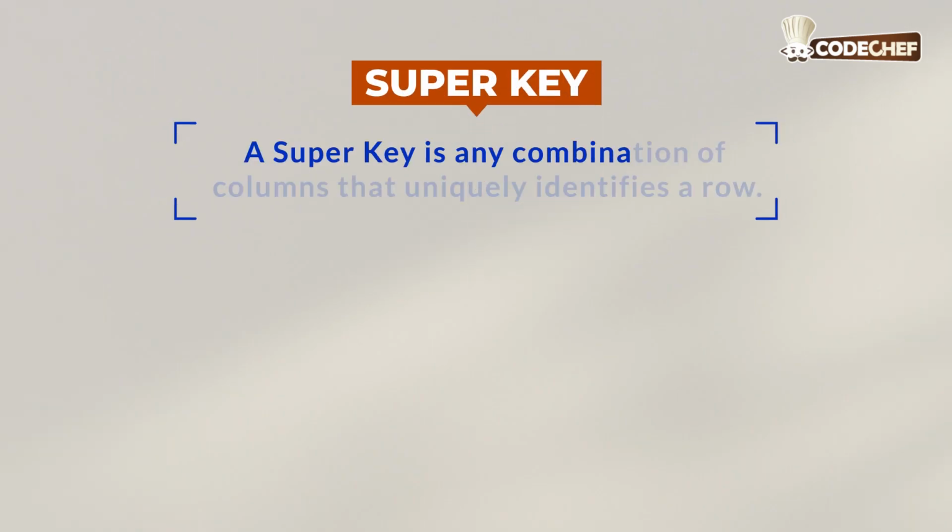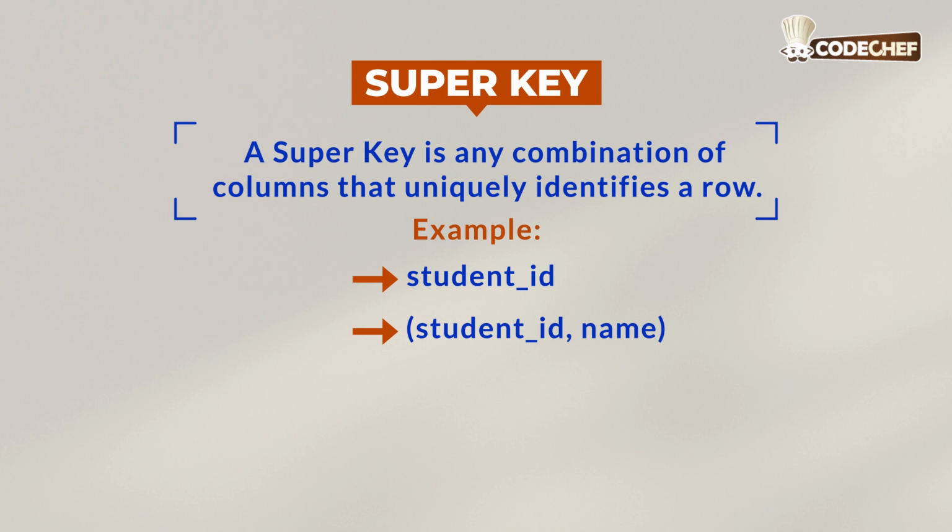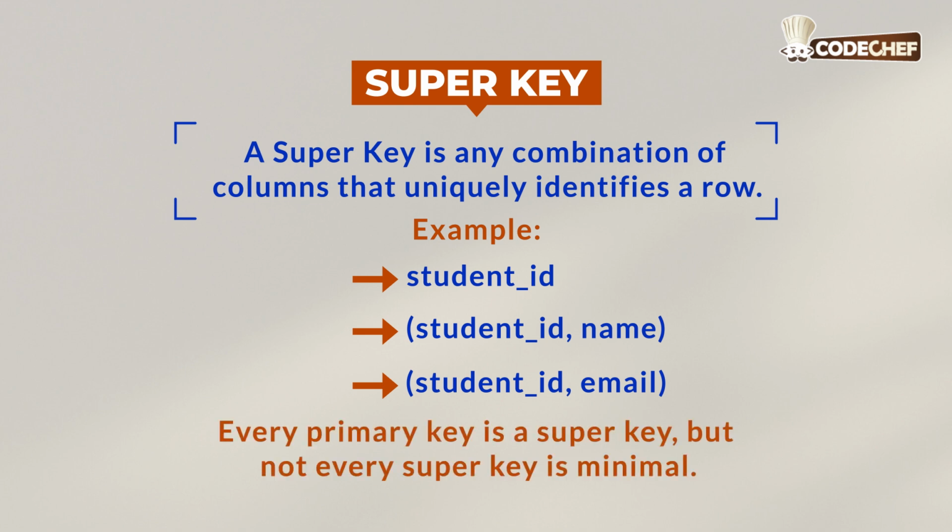Super key. A super key is any combination of columns that uniquely identifies a row. Example: student ID, or student ID and name, or student ID and email. So any combination of columns that can uniquely identify a row is basically a super key. Now every primary key is a super key. Why? Because every primary key can uniquely identify all the rows which are there in the table. But not every super key is minimal.